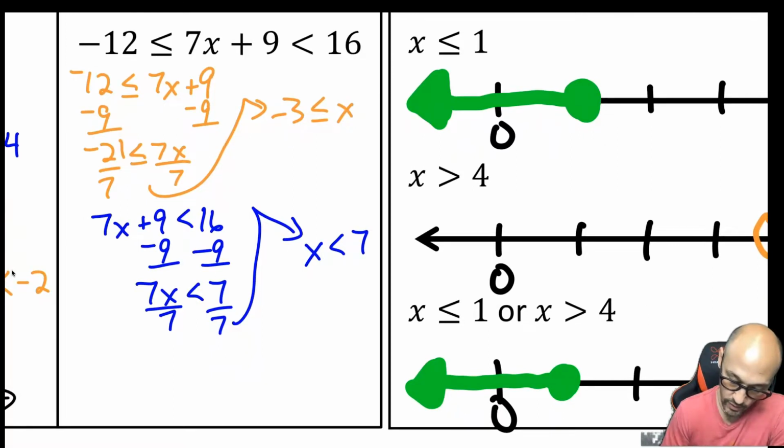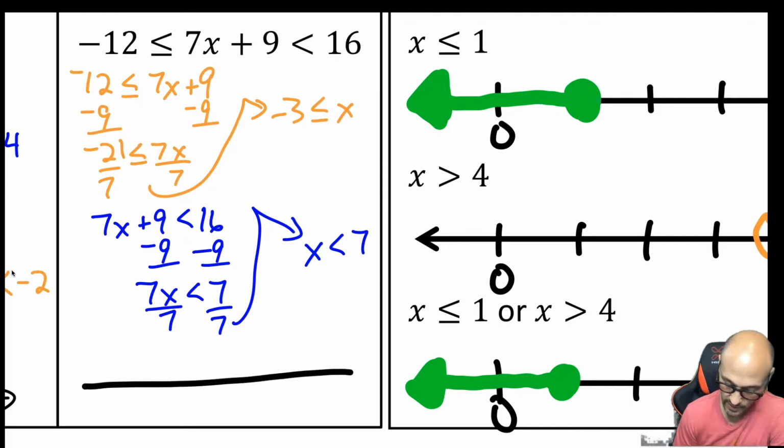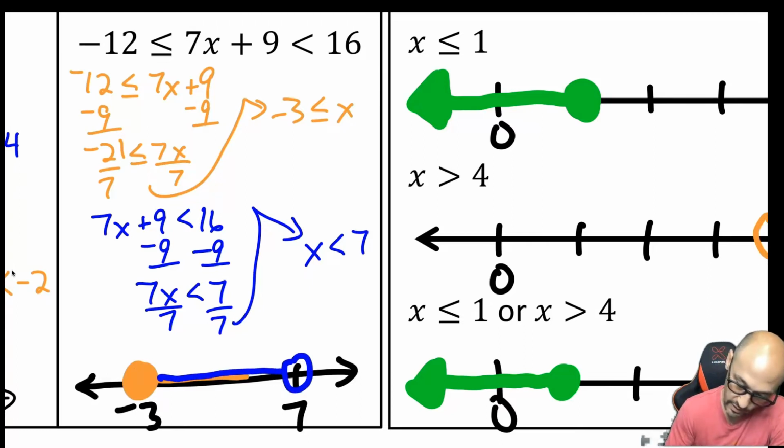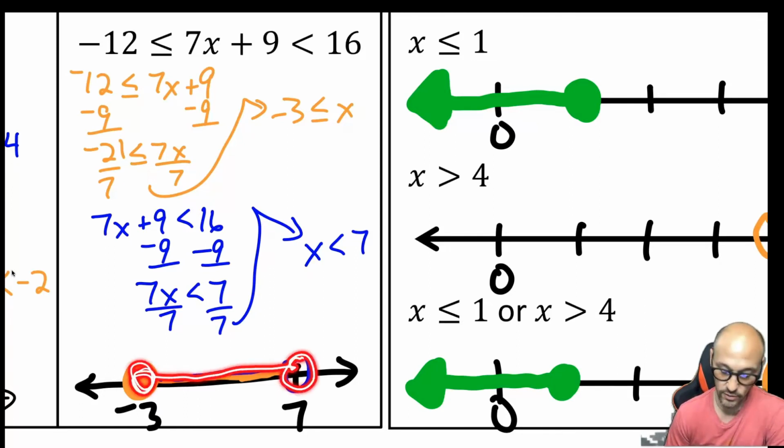So now we're going to graph both of those things on the same set of axes, on the same number line. And we want negative 3 and 1. So negative 3 is less than or equal to x. That means that we're going to go filled in circle, going this way, but also x is less than 1, so it's going this way. So all of this in here is our solution.